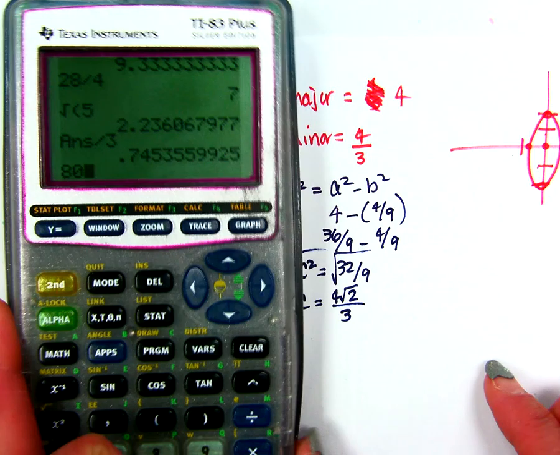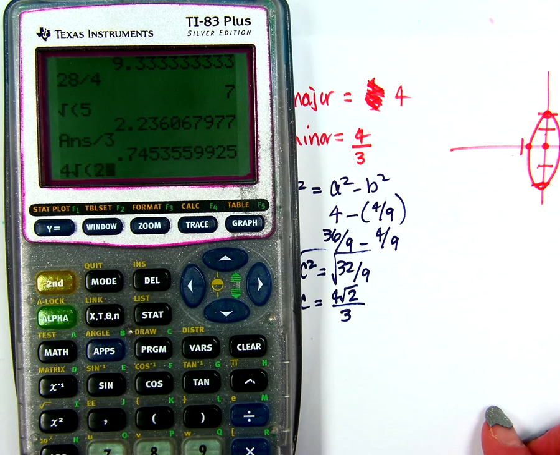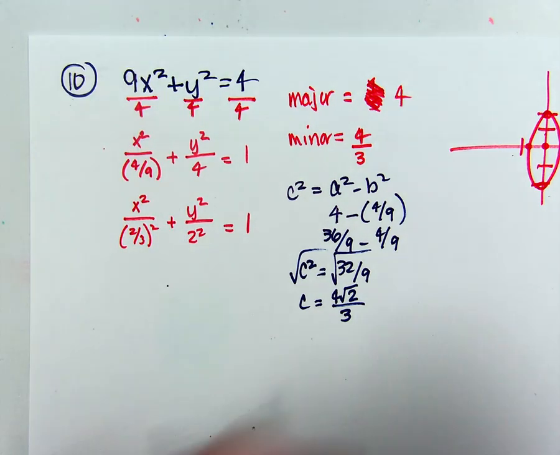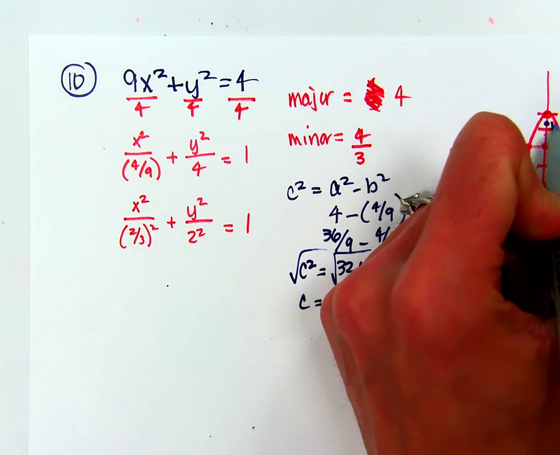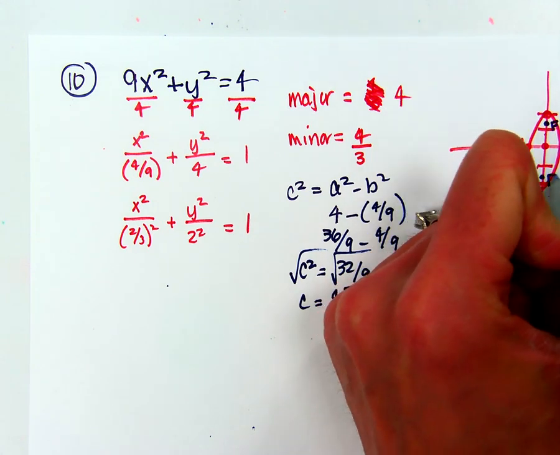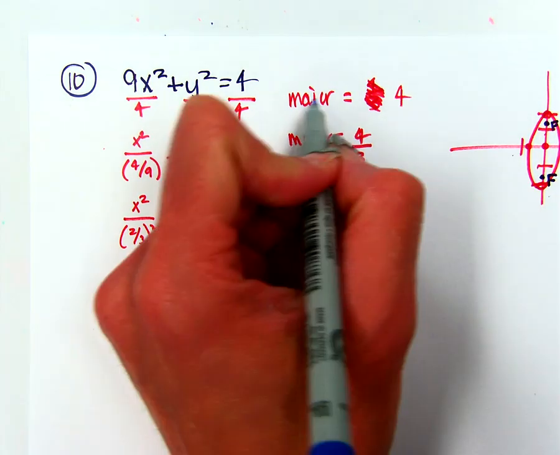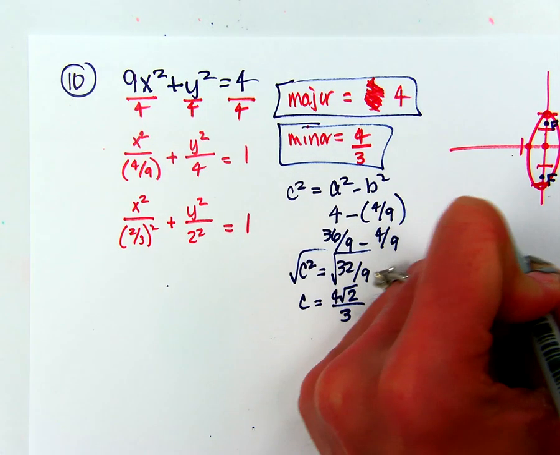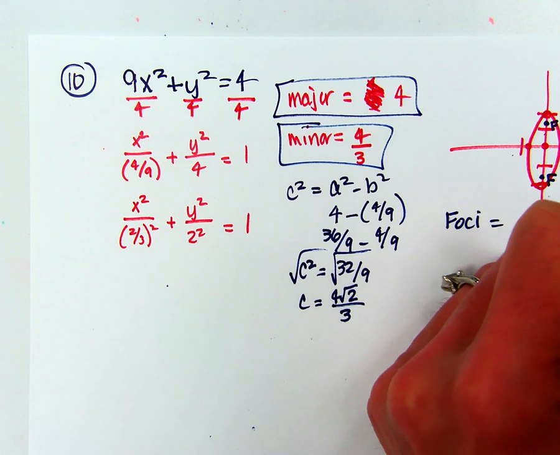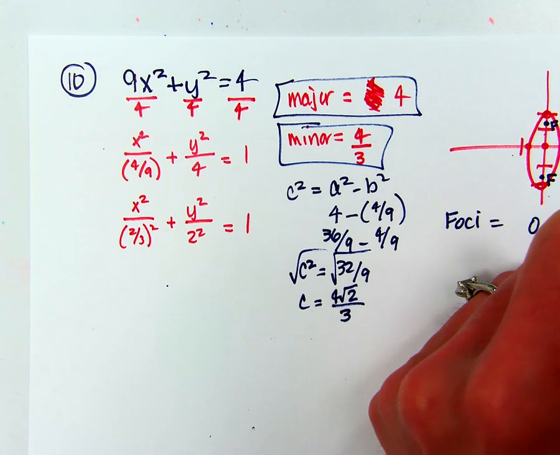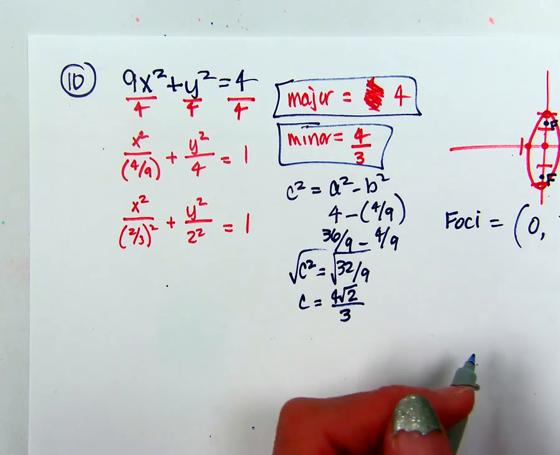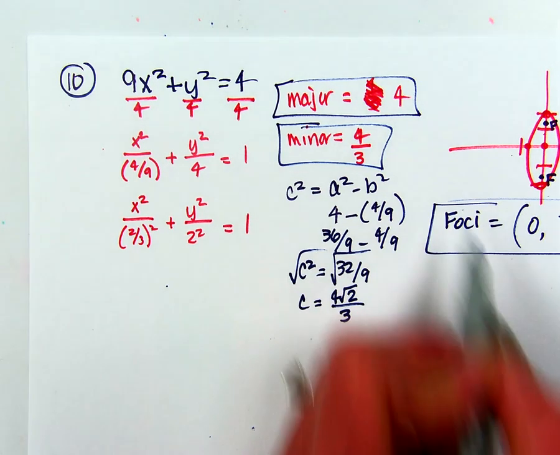All right, so I'm just going to get a decimal approximation for that because that'll help me graph it. So I'm going to go about 1.88 units above and below. So there's one of my focal points, there's another focal point. All right, so you need the major axis, the minor axis. The location of my foci are going to be 0, comma, and then plus or minus 4 root 2 over 3. So that's an exact value. You could do the 1.886 as your approximate.